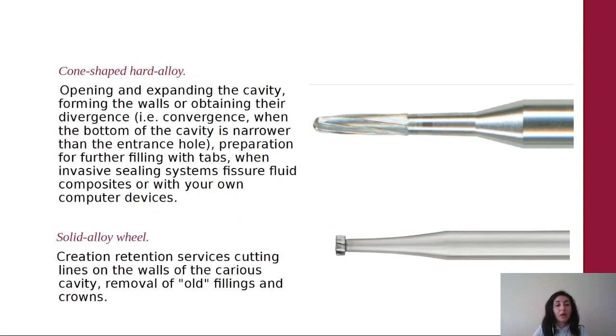Cone-shaped hard alloy: opening and expanding the cavity, forming the walls to obtain divergence. Preparation for further filling with inlays, with invasive sealing systems, fissure fluid composites, or with computer devices. Hard alloy wheel: creation of retention places, cutting lines on the walls of the carious cavity, removal of old fillings and crowns.